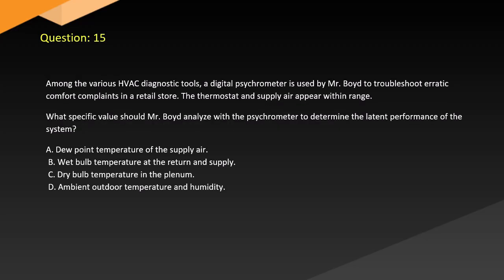Question 15. Among the various HVAC diagnostic tools, a digital psychrometer is used by Boyd to troubleshoot erratic comfort complaints in a retail store. The thermostat and supply air appear within range. What specific value should Boyd analyze with the psychrometer to determine the latent performance of the system?